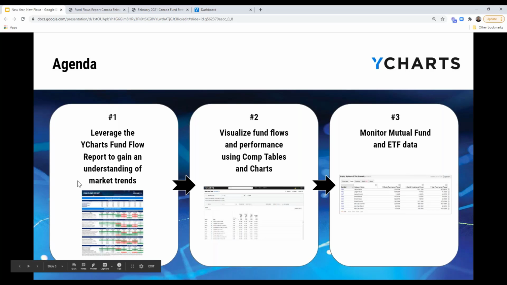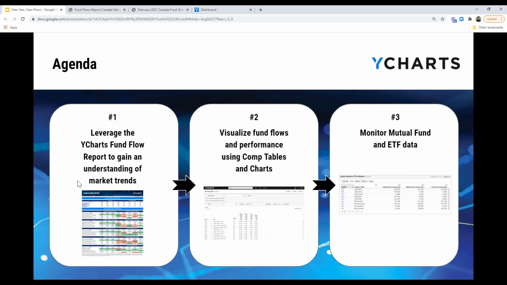As far as today's agenda goes, we're going to break up the webinar in three parts. First and foremost is our traditional YCharts fund flow report, which gives you an insight into where assets are moving, what's going on in the markets, and allows you to analyze all of the data made available to you in a very clean format. Then we'll talk about visualizing the fund flows and using tools like comp tables to customize just a little bit of that fund flow data based on certain needs on your end.